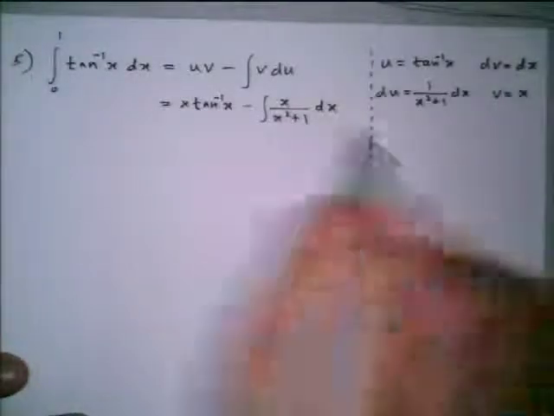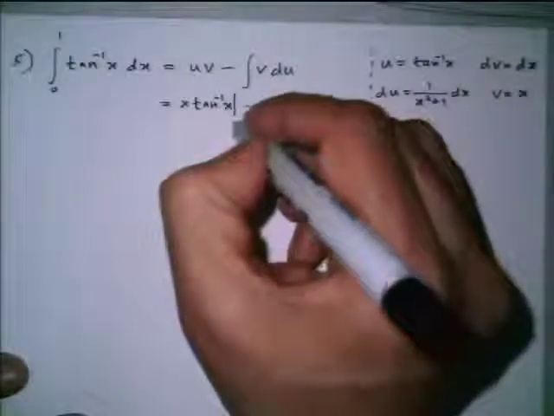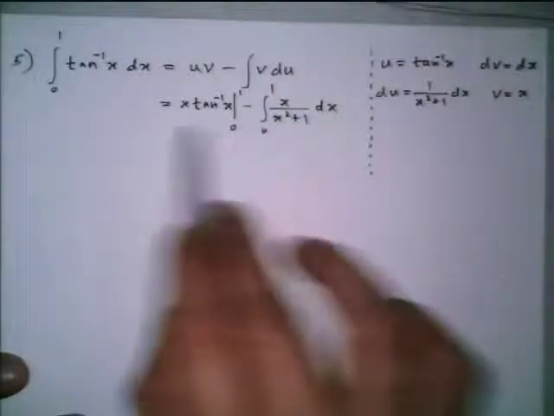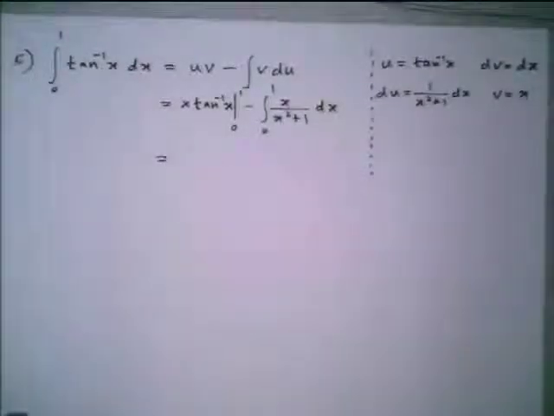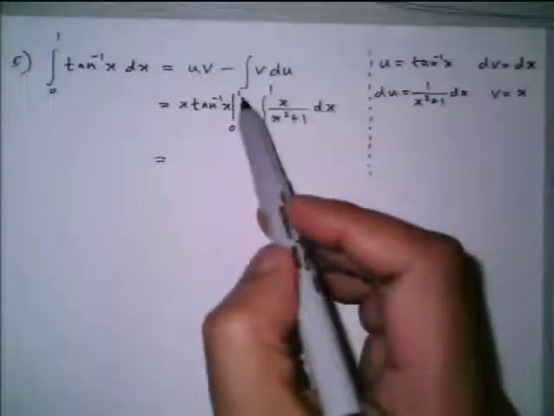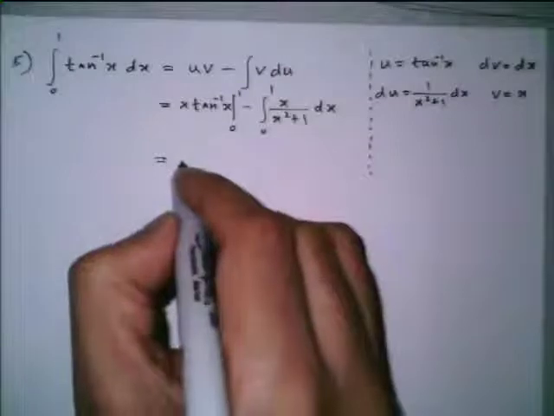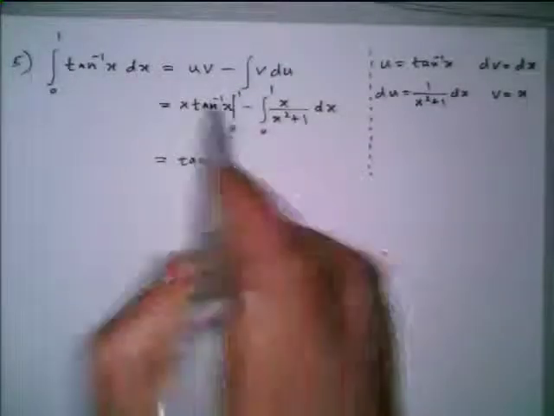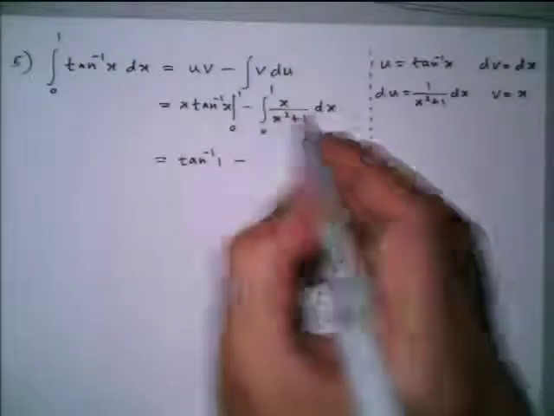So let's put numbers now. What are the numbers? 0, 1. So this is where we're going to put numbers, 0 to 1, for both. Right after you get these expressions, you can put these numbers there. If you put 1, what do you get? 1 tan inverse 1. If you put 0, it is gone. Minus this integral. So how do we do this integral?